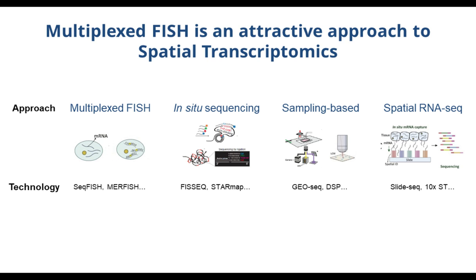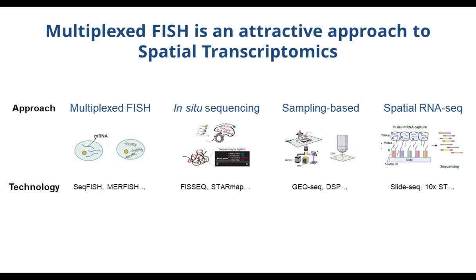There are currently many approaches that people use to achieve spatial transcriptomics. There are four that I highlighted here: multiplex FISH, in situ sequencing, sampling-based sequencing, or spatial RNA-seq. These different approaches have their strengths. And for this talk, I want to focus on this multiplex FISH approach.